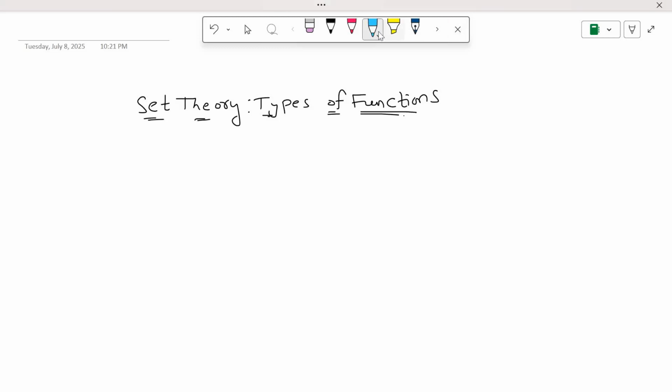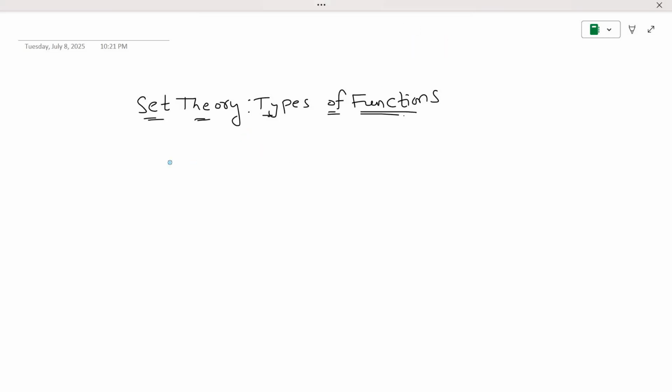Welcome to the lecture of set theory. So this is the first lecture in real analysis, and the topic is set theory and the types of functions.